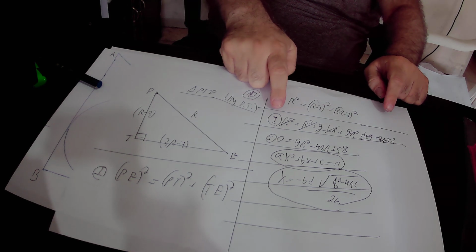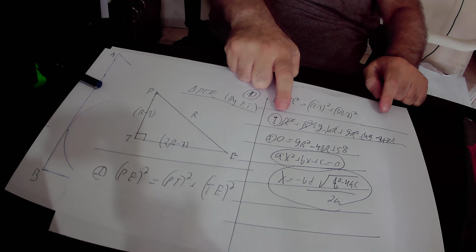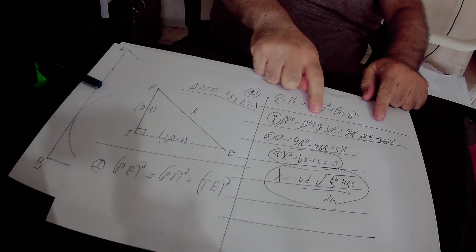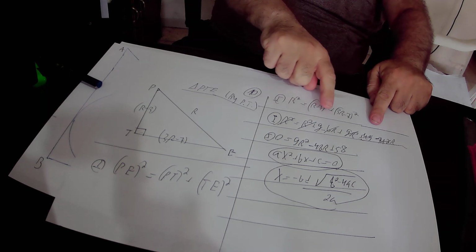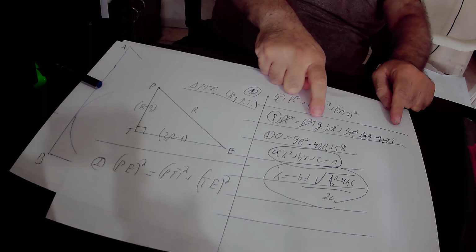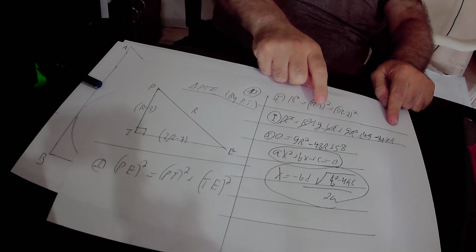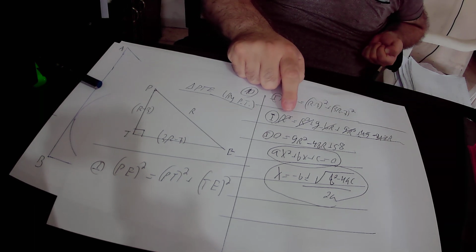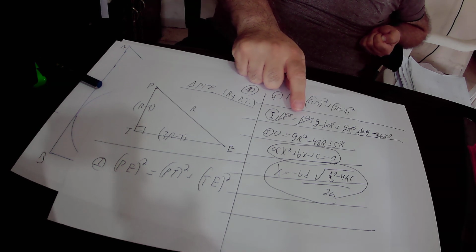So what is left after we cancel R square? We have 0 equals 9 plus 49, that is 58, and minus 42R minus 6R, that is minus 48R, and we have here also 9R square. So in conclusion, we have the quadratic equation 0 equals 9R square minus 48R plus 58.